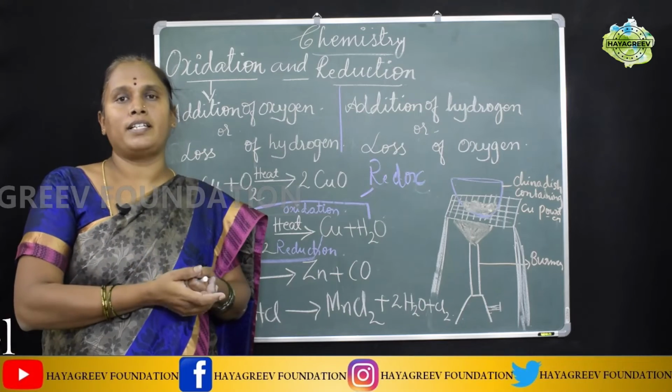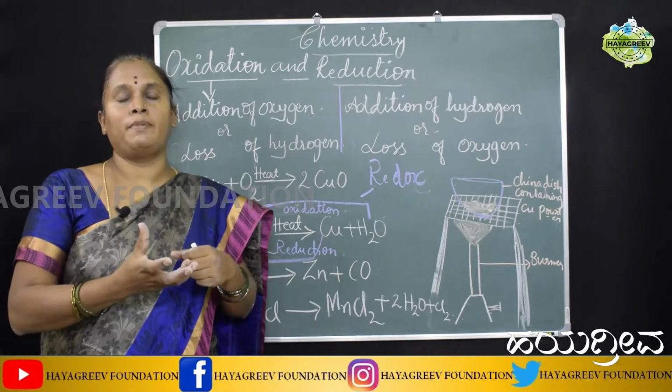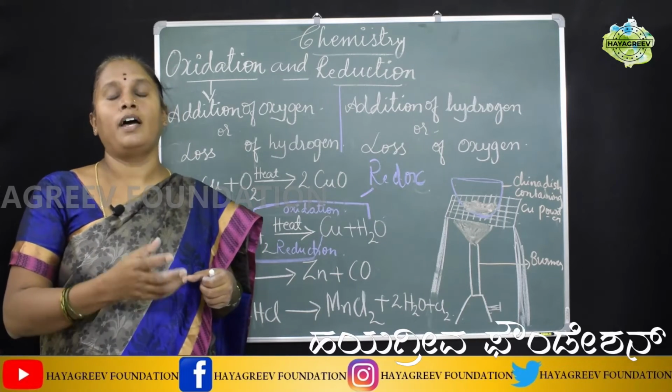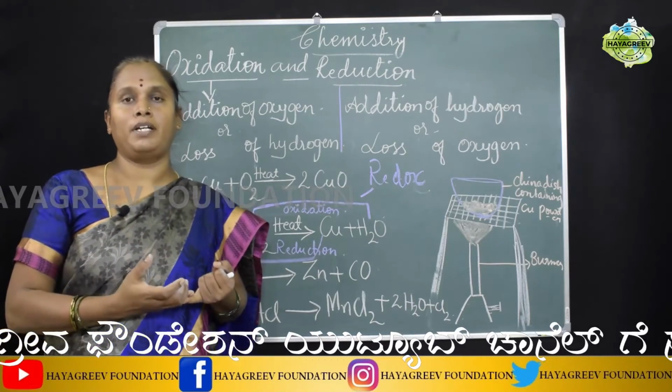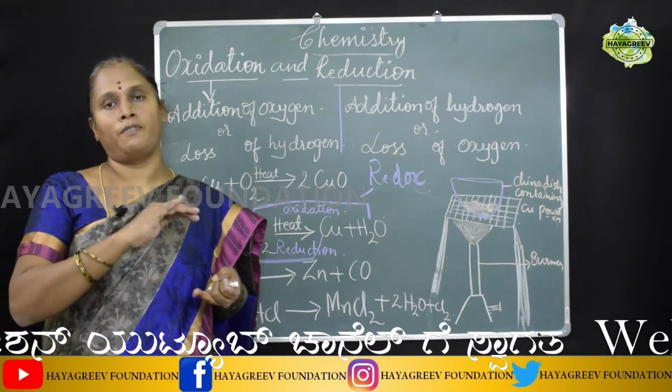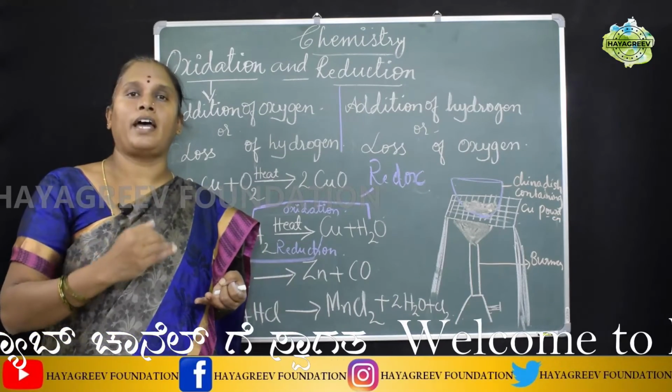So how do we prevent corrosion? These metals should not be exposed to atmospheric oxygen. In order to prevent the rusting of iron, painting can be done, or other processes of covering the surface of the metal can be done.